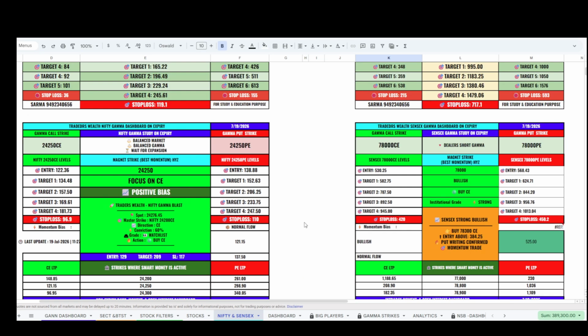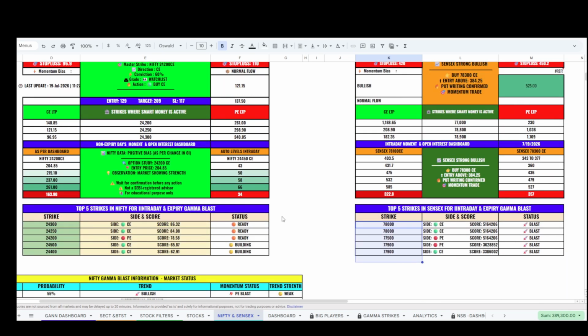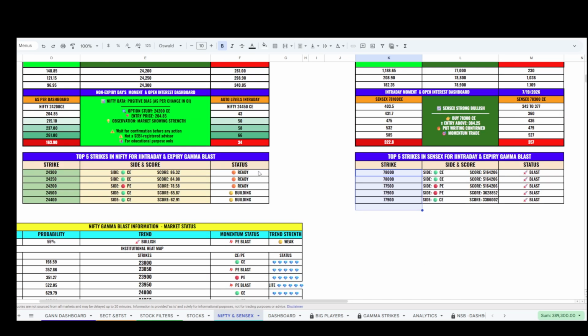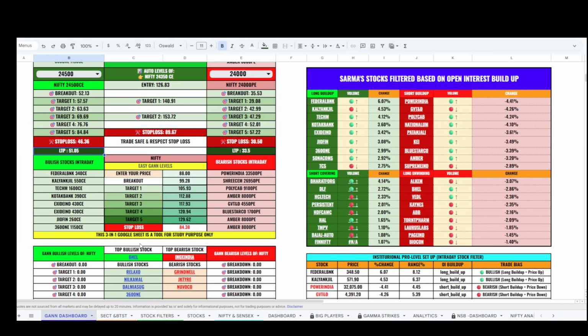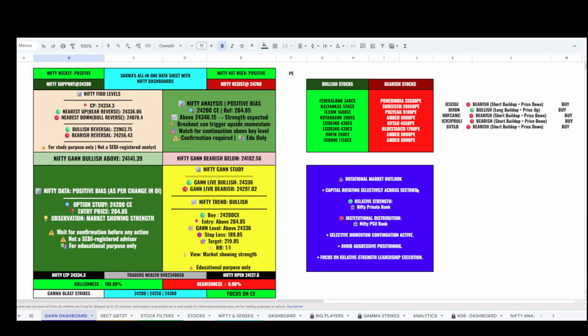Everything is given, and which is going to blast and which is going to be ready. Everything is given over here in one place. Then we have people who want to trade in stocks and stock options, particularly FNO stocks. The FNO stocks are given here.